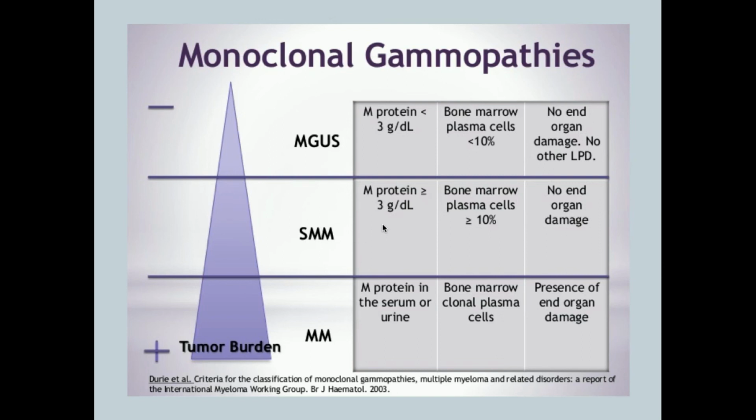Smoldering myeloma, everything looks like multiple myeloma, except they don't have symptoms. Okay, so they've got an M protein greater than 3 grams, so it's an M spike. If you get a bone marrow, everything looks like multiple myeloma as far as our objective qualities, but they don't have any symptoms. And then multiple myeloma, they've got all that stuff and they have symptoms. So that would be something like a fracture, for instance, or renal disease.